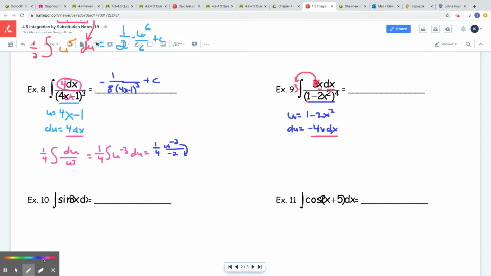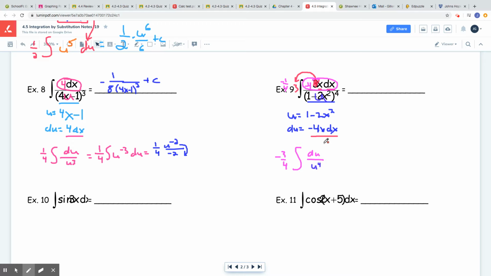Now, what do I want? I don't want a 3. I want a negative 4. So I can add a negative 4 there. But what do I need to put on the outside? I need to put a negative 1/4. But there's already a 3 out there. So I'm not going to have just a negative 1/4 out there. I'm going to have 3 times a negative 1/4, which is negative 3/4. And this 4x dx is what? That's my du. Over, what's this? This is my u to the 4th.